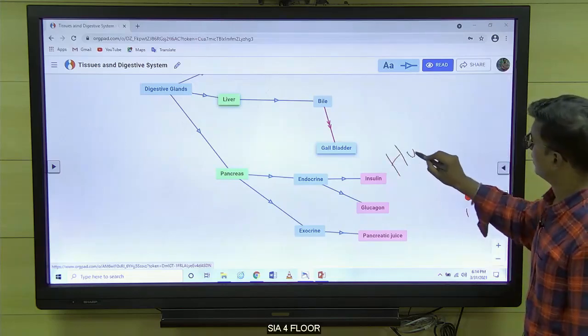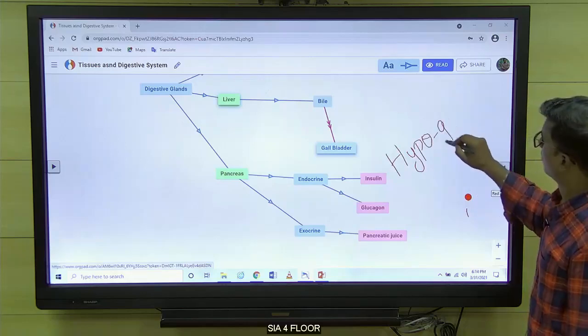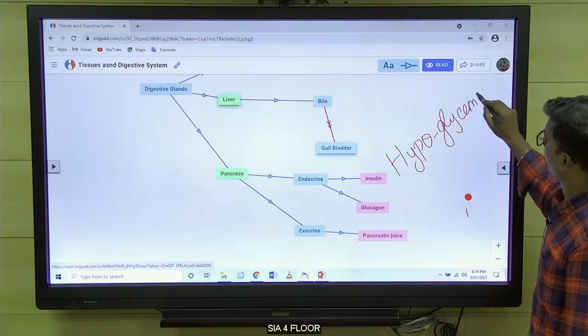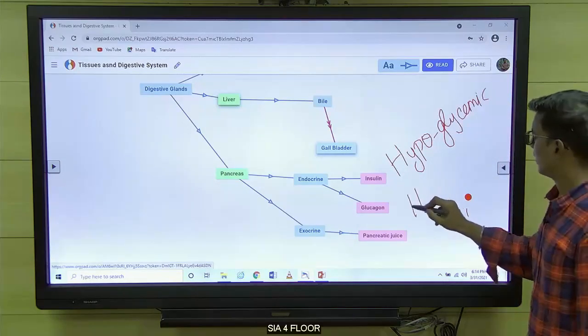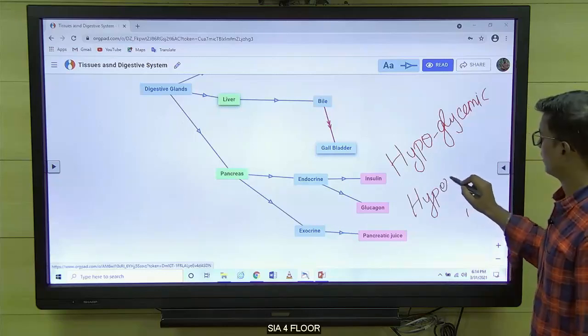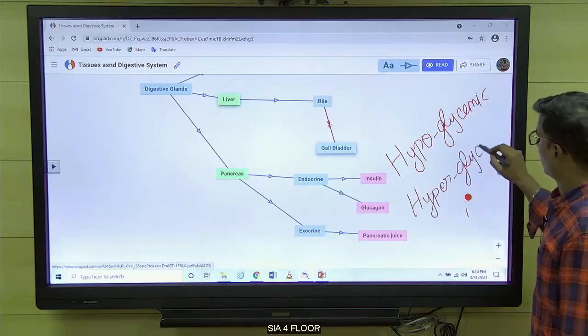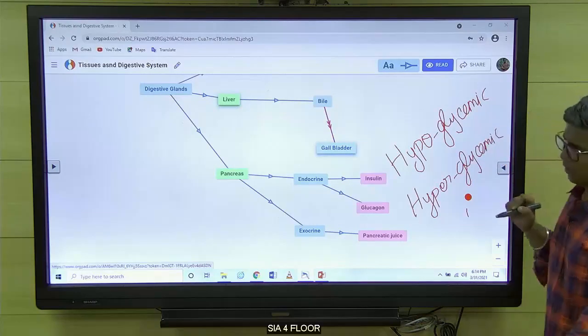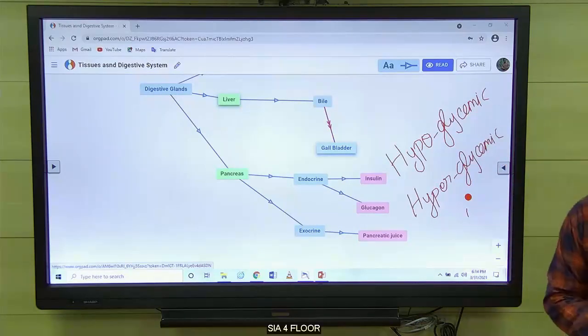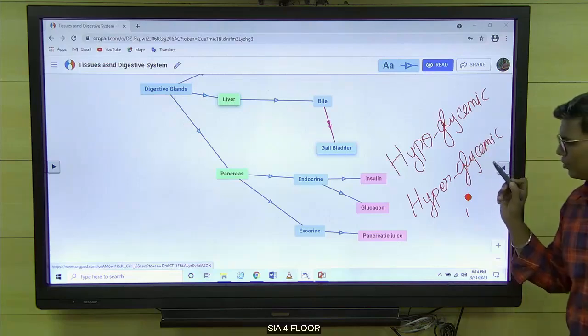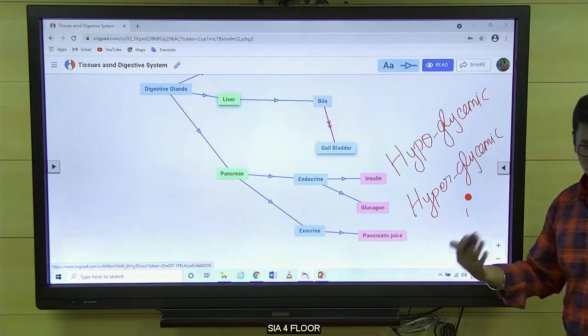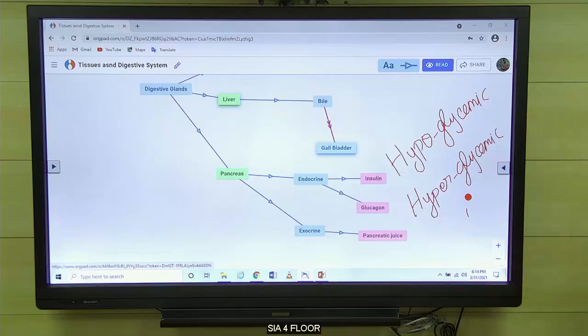It is hypoglycemic, wherein glucagon is hyperglycemic, which means it increases sugar level. Long story short, whenever the body wants to store energy, the glucose will be converted into glycogen and it will be stored in the liver. Whenever the body wants to derive energy, glycogen will be converted into glucose.